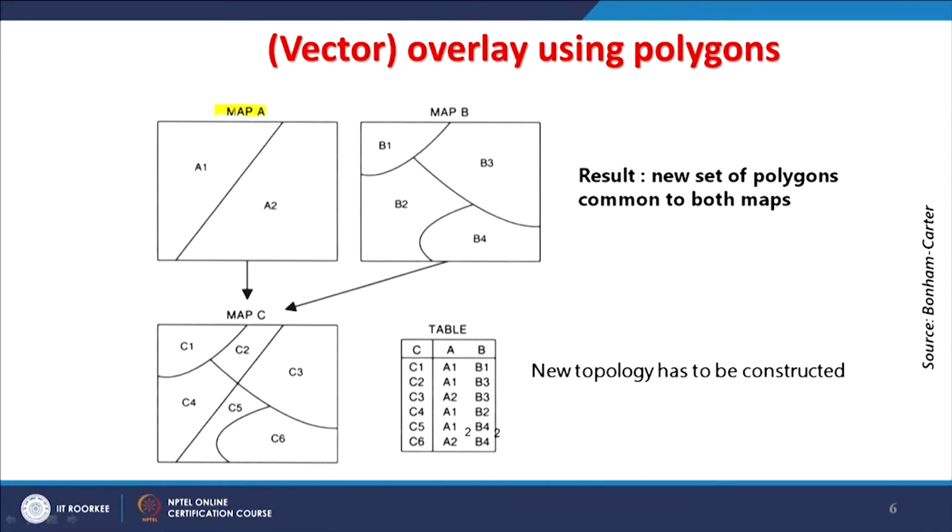Another example is here: map A has just 2 units and map B has 4 units. When we intersect these two, this is the result. So, instead of 2 and 4, now we have 6 units and a new topology is constructed, and that topology will have extra tabular data, or extra fields in our attribute table, like A1, A2 coming here, and B1, B2, B3 coming as separate ones.